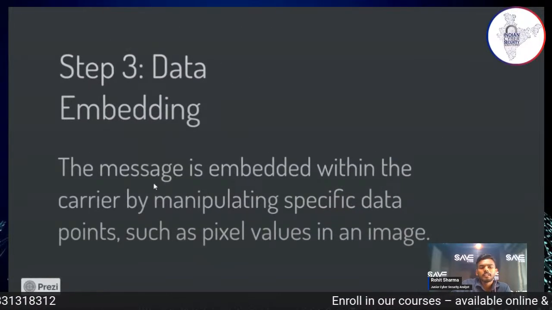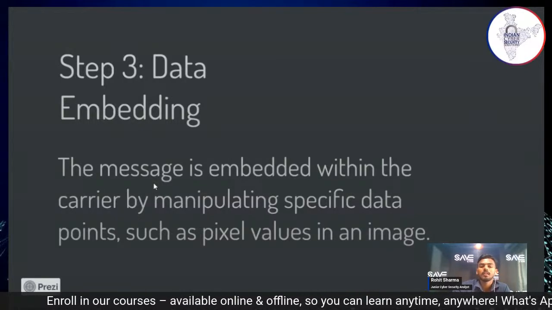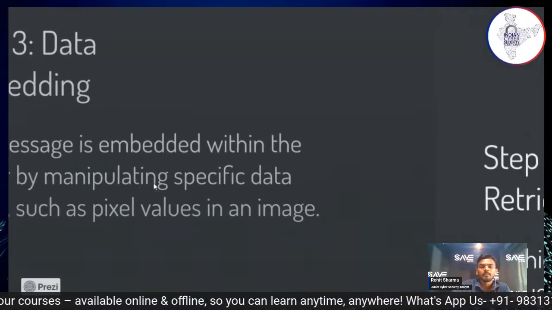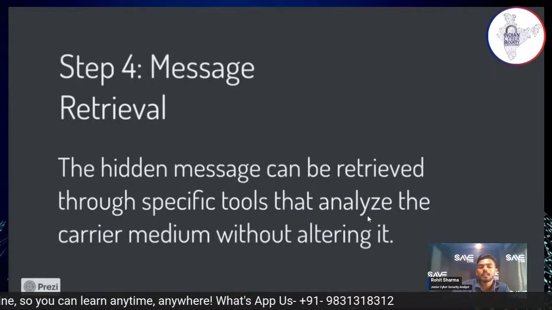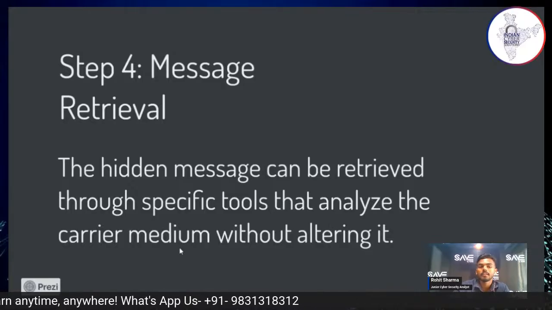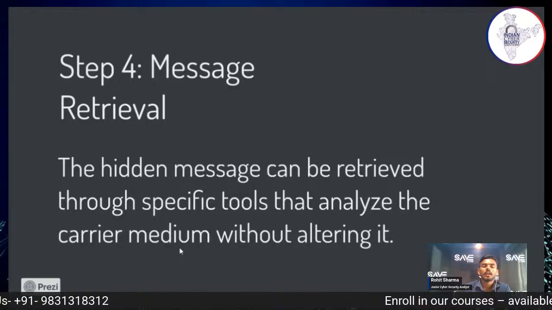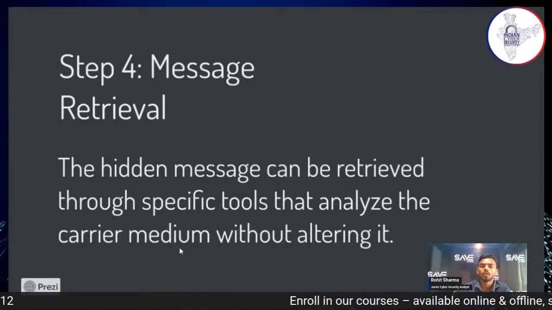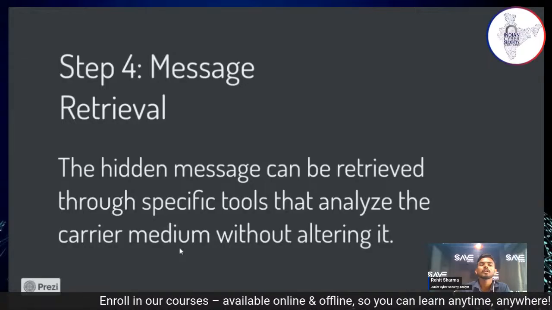Data embedding. The message is embedded within the carrier by manipulating specific data points, such as pixel values in an image. What is a pixel? I will explain that. Then in message retrieval, the hidden message can be retrieved through a specific tool that analyzes the carrier medium without altering it. I have shared a picture with you all, and you cannot alter that message. You don't know how it has been decoded.